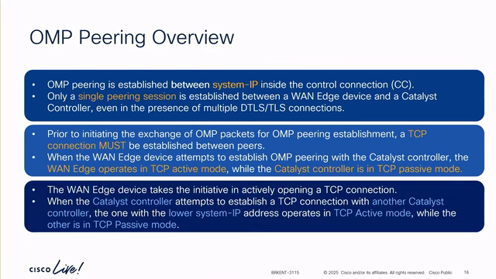But I have already said that the OMP peering is also established between the controllers, right? And if the OMP peering is established between the controllers, then which one will be the client and which one will be the server? So the controller which has the lowest IP address will act as a client, and the other one will act as a server.